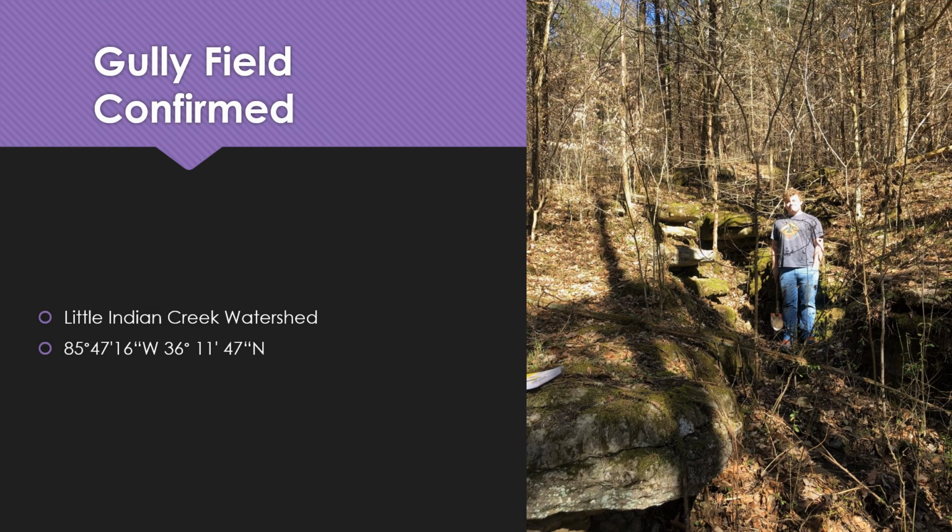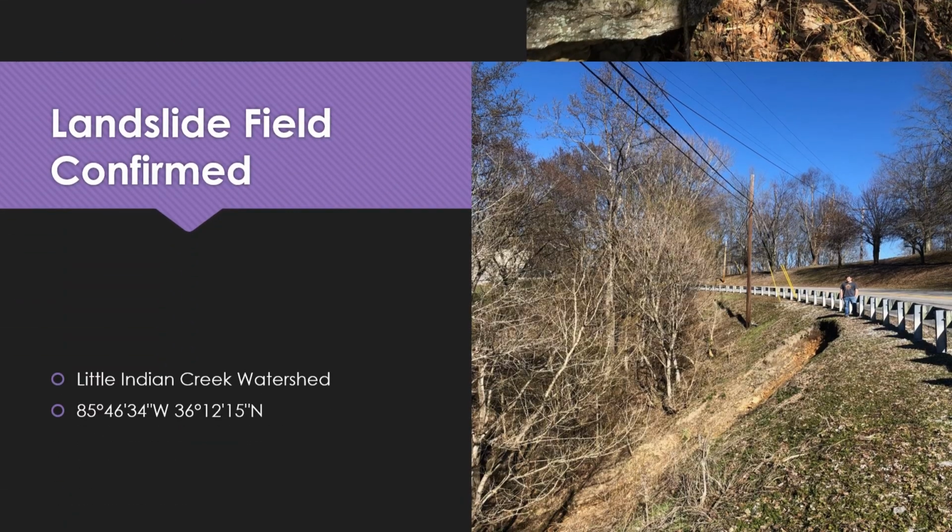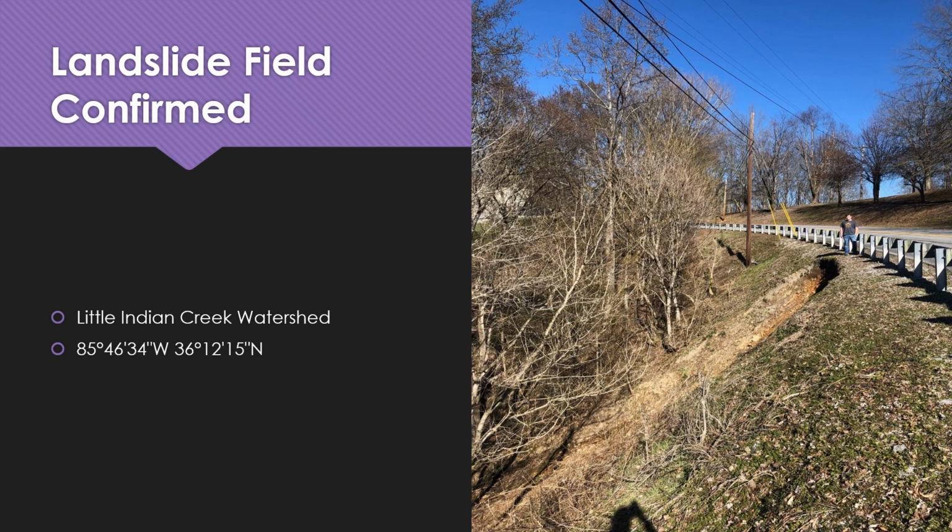In the image to the right, you can see a gully found in the Little Indian Creek watershed that was helpful to use in the sediment budget to determine depth and width. In the next image is a landslide located in the Little Indian Creek watershed. This landslide was one of the ones considered when determining the average depth used in the sediment budget.